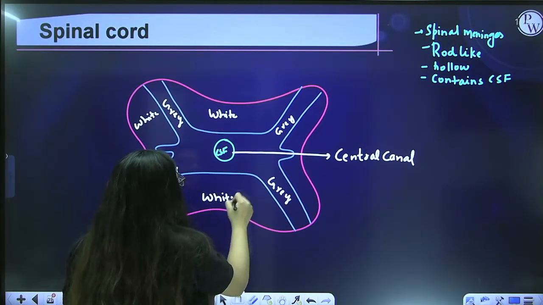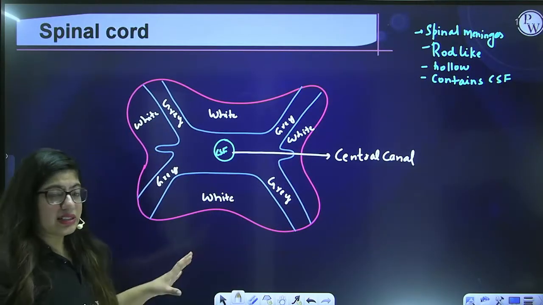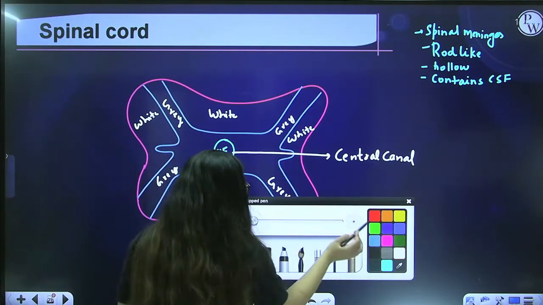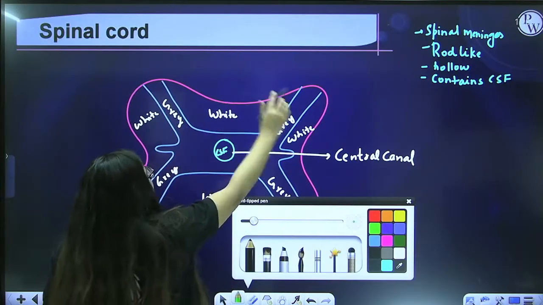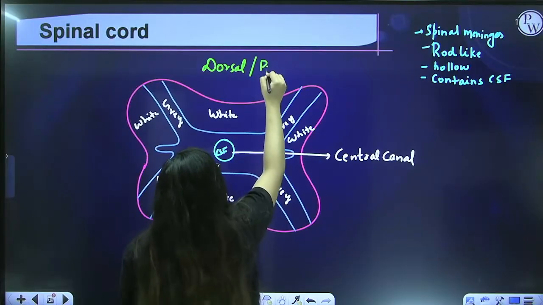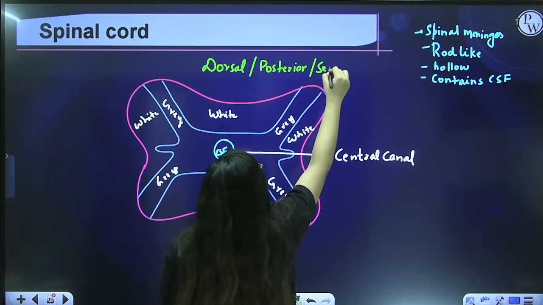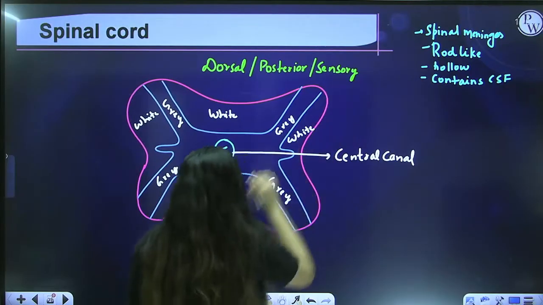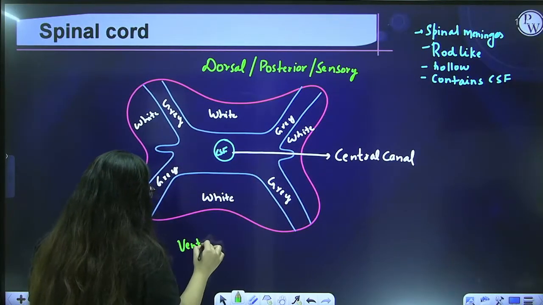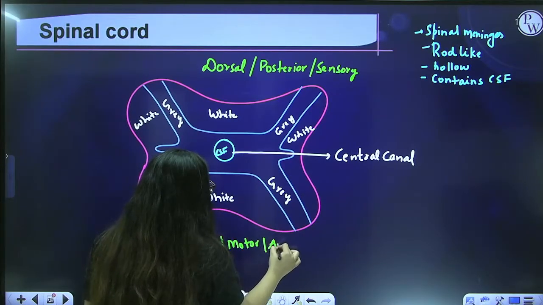A very important thing that you need to remember here is that the spinal cord has two areas and both perform different functions. This area is the dorsal side, dorsal, posterior, or it can also be known as the sensory side. And here this is the ventral, motor or anterior side.